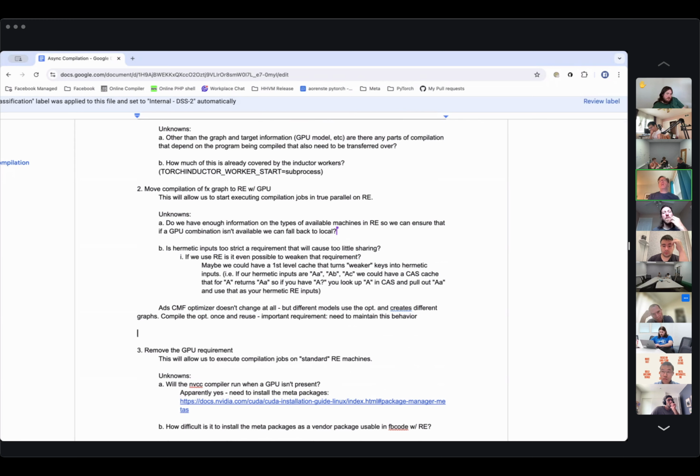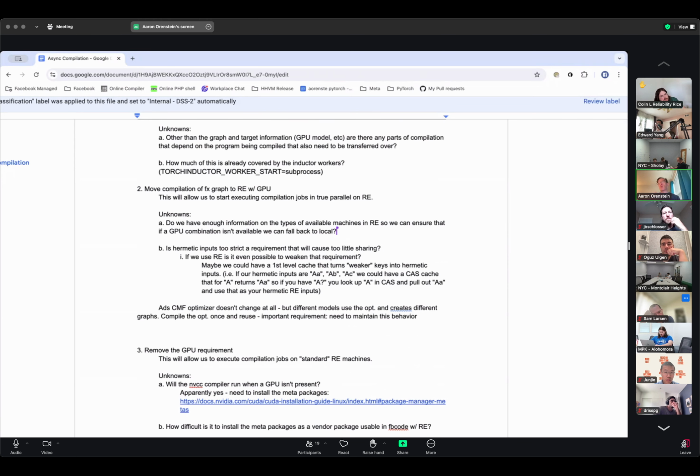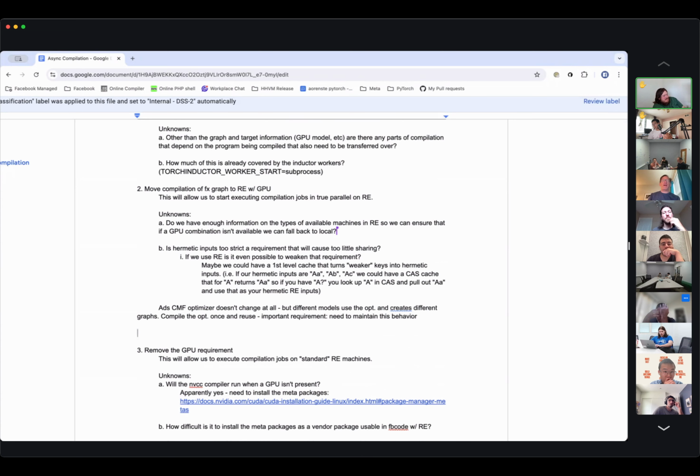Yeah, the issue isn't that it won't work. The issue is it'll be too tight and we won't actually get enough sharing out of it. Basically every version of FB code would cause a different cache hit. So two people that are one rev different, if your hermetic input is the FB code rev, and that doesn't change PyTorch at all, then why are we including that in the key? So it's just a matter of being too tight on the key. Got it. Okay, so we're worried about not getting enough caching.